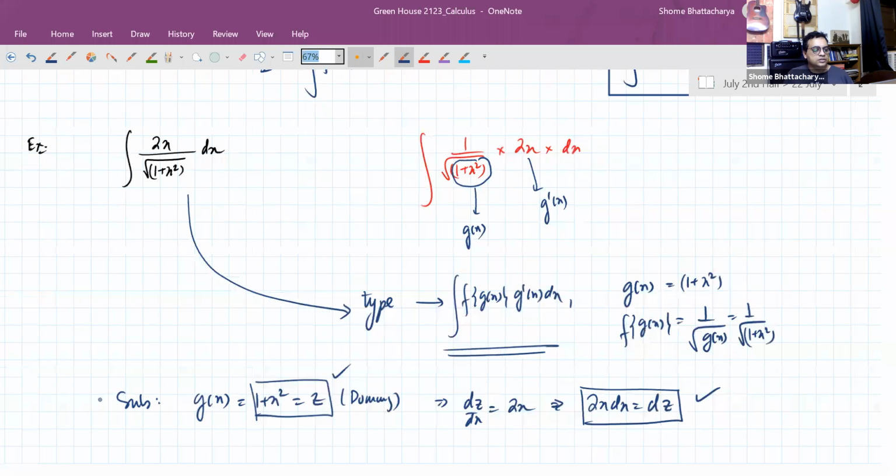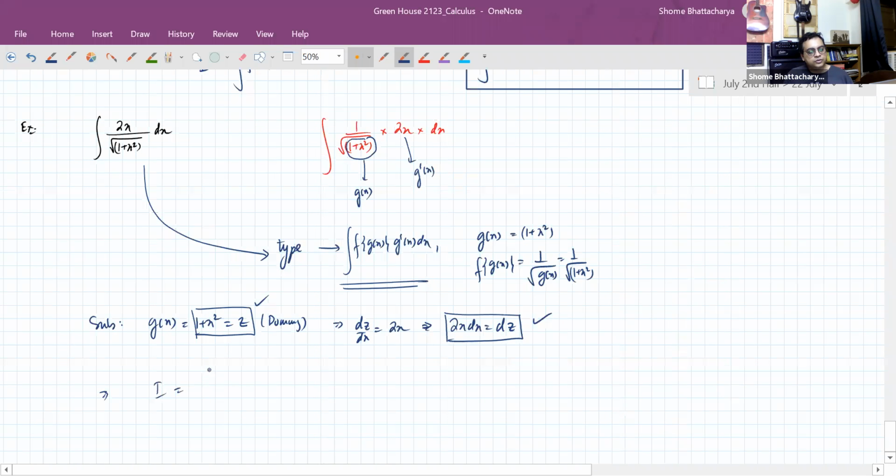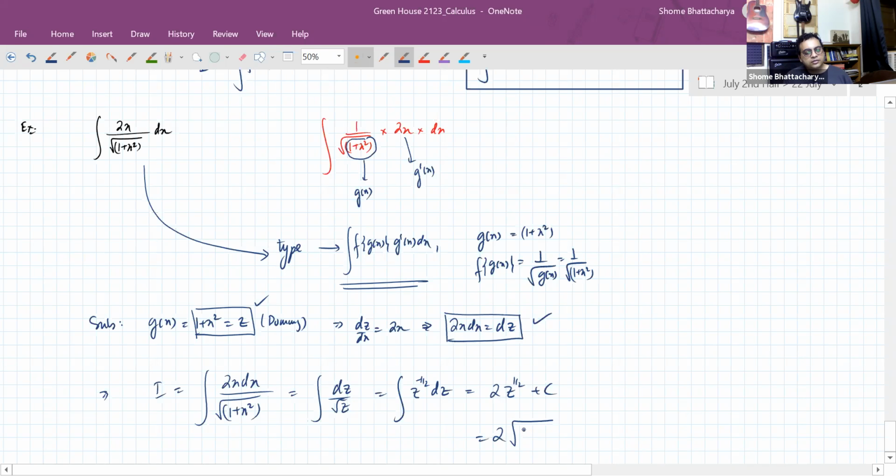With these substitutions, my integral, which was 2x dx in the numerator divided by square root of 1 plus x square in the denominator, has the numerator 2x dx becoming dz, and the denominator 1 plus x square is z. So it's becoming a very simple integral. It is integration of z to the power minus half, and then resubstitute. So it is 2 times square root of z, which was 1 plus x square, plus c. That has become my integration.